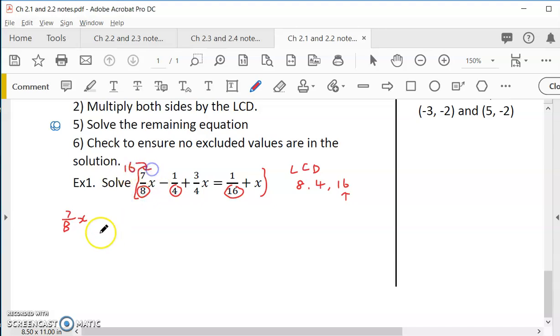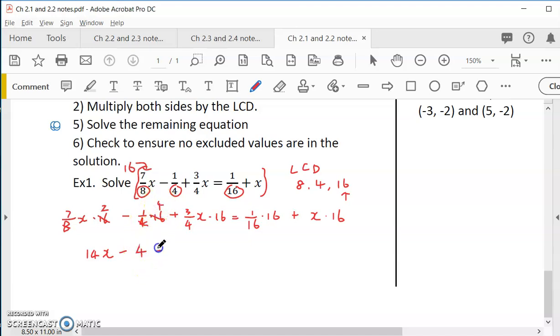That means all of them have a 16 multiplied. Minus 1/4 times 16, plus 3 over 4 x times also 16, and 1 over 16 times 16. The idea is to get rid of the denominator. 7 over 8 x times 16: the 8 cancels with a factor of 2 from the 16, and the remaining factor of 2 times 7 is 14, so 14x. And this would cancel. You see how the denominator gets canceled?